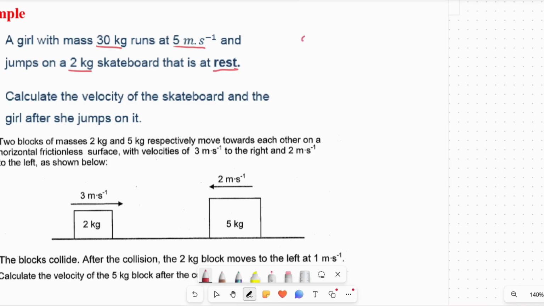So number one, I'm using the circle. This is my girl, who is running, or jumping, with the speed of 5 meters per second on a stationary skateboard.